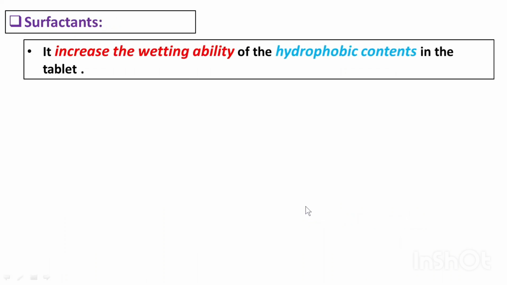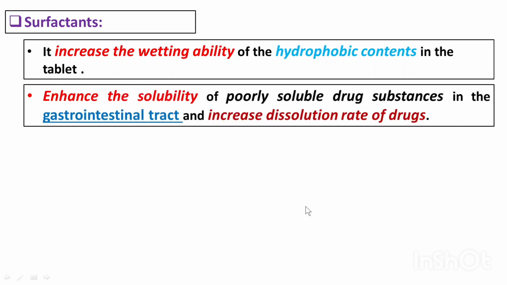So coming to surfactants, what are surfactants? They mostly increase the wetting ability of hydrophobic content. Those contents are hydrophobic in nature, meaning water-hating. In that case we need to use surfactants. They increase the wetting ability of the hydrophobic content and enhance the solubility of poorly soluble drug substances in the GI tract. Also, they will finally increase the dissolution rate of the drug substance.